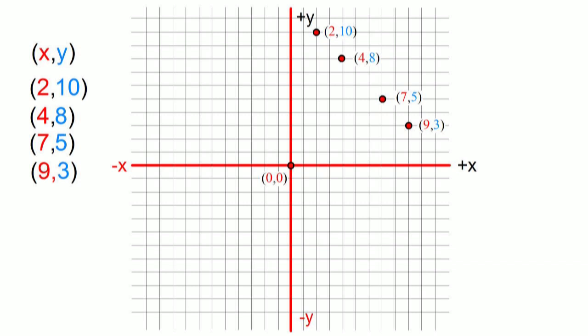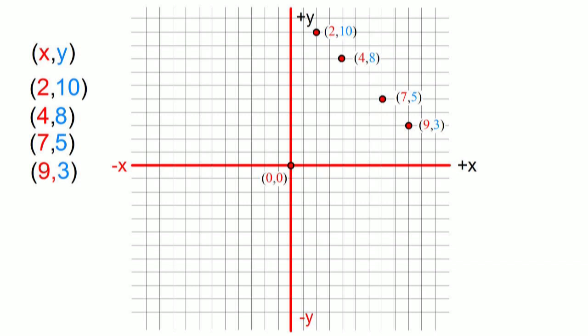Now if I wanted to, I could have moved in the y direction first, then in the x direction second. But since the x values are always first in the points, it's probably a good idea to move in that direction first. If you notice, these points seem to be lined up in a straight line. And indeed they are on a straight line.